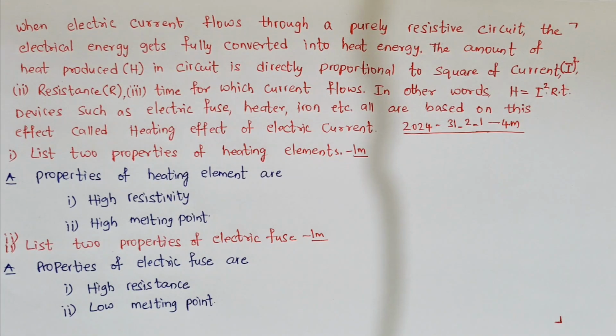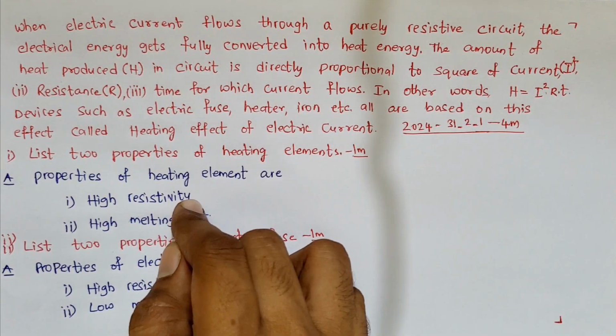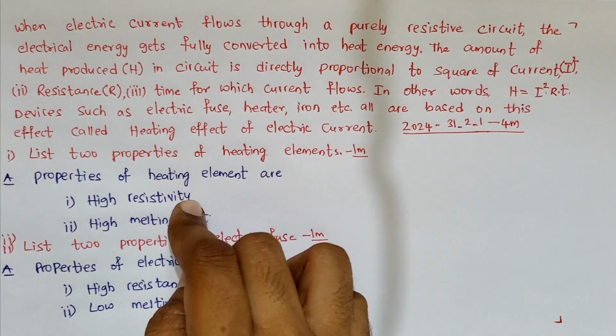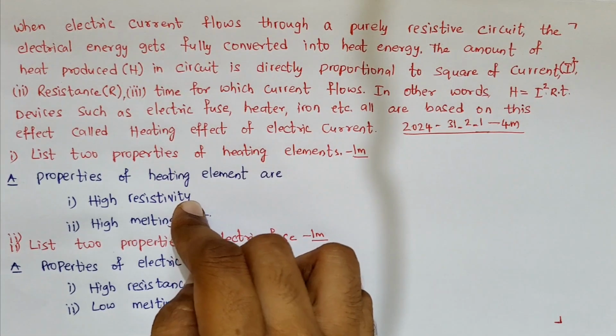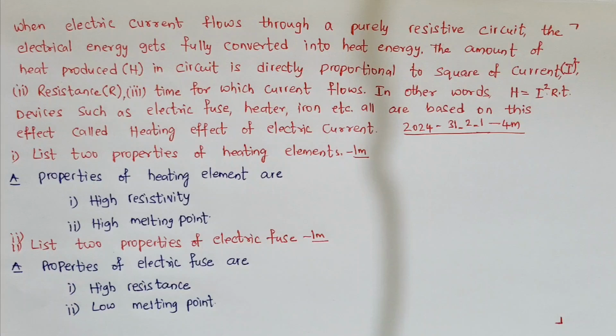So the first question asked here is: list two properties of heating elements. The properties of heating elements should be such that they have high resistivity. Why? Because the heat produced by the heating element will be directly proportional to the resistance. H is proportional to resistance. So it should have high resistivity, and as it has high resistivity, it will produce more heat.